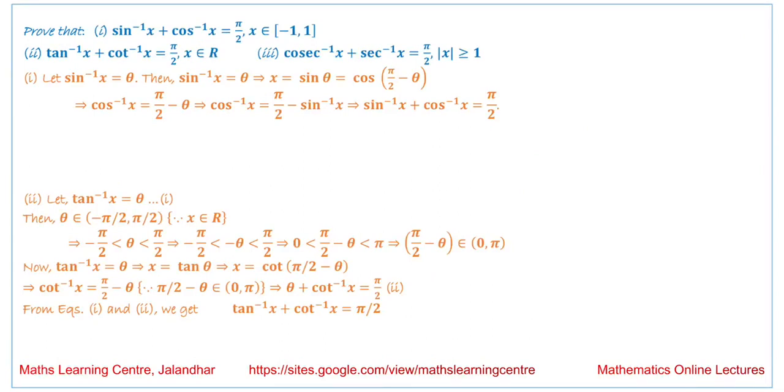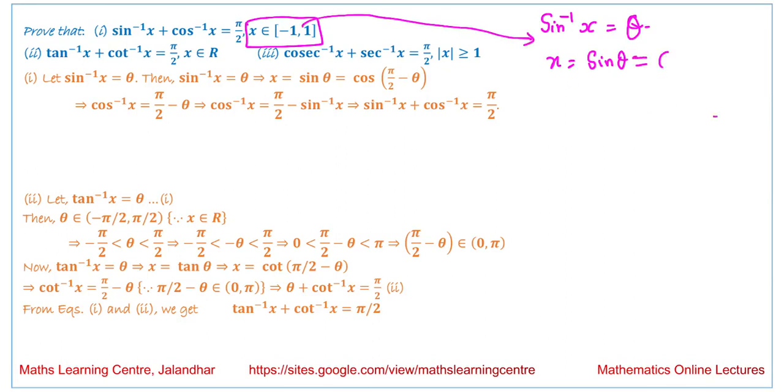Next is prove that sine inverse of x plus cos inverse of x is equal to pi by 2, and x belongs to the interval minus 1 to 1. So if we consider sine inverse x equal to theta, then we have x is equal to sine theta, x belongs to this interval.